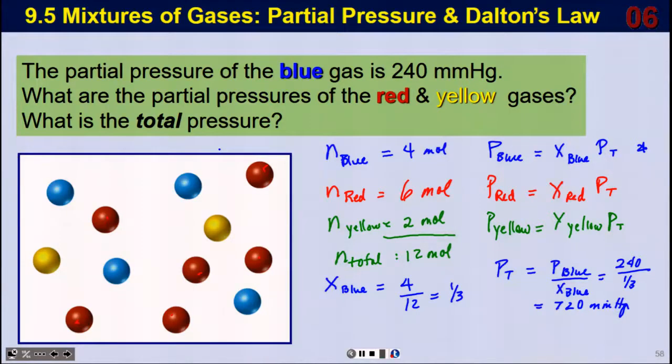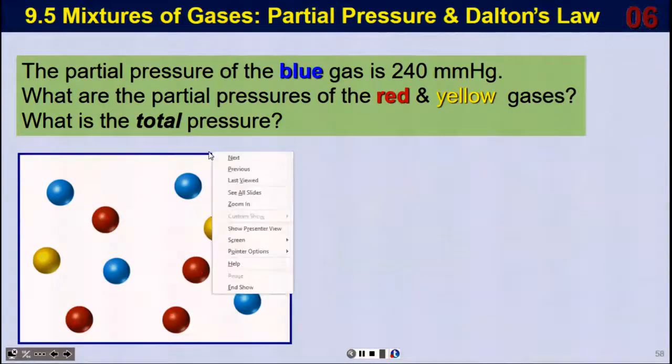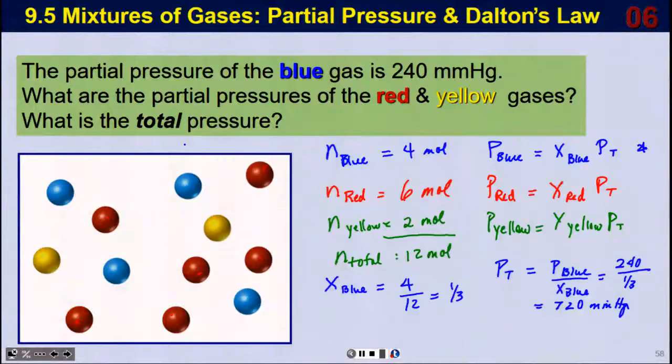And so next we need to come up with the partial pressures of the red and the yellow and the total pressure. Well, we just got the total pressure. So, whoops, pardon me, I bumped something. The total pressure now is 720 millimeters of mercury. Got that answer. But we need to come up with the pressure of the red and the yellow gases still. We're getting closer. So let's figure out the total. We have that value and for the total pressure. The mole fraction of the red gas is going to be its number of moles, 6 out of 12. Well, guess what? That's 1/2, 0.5.